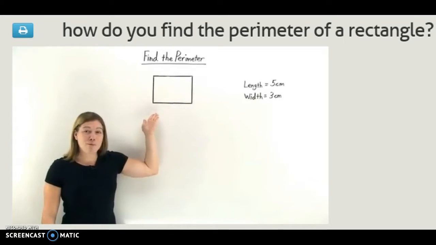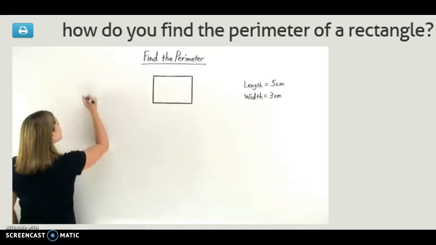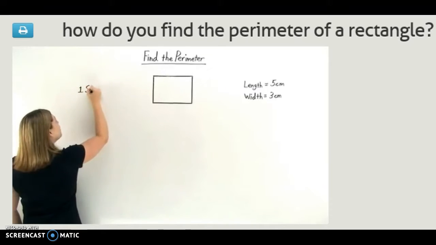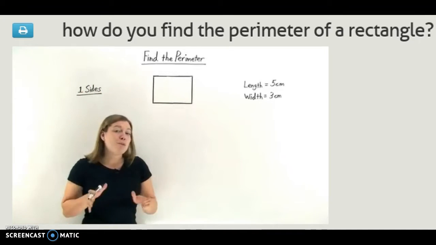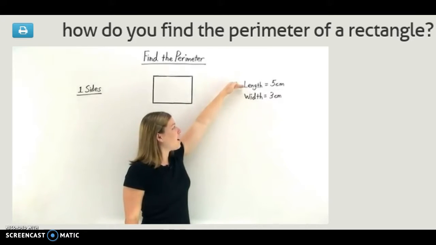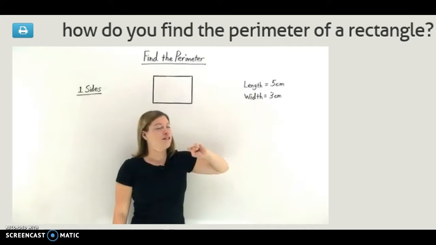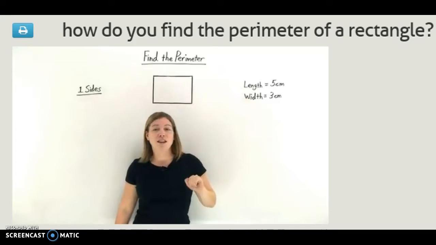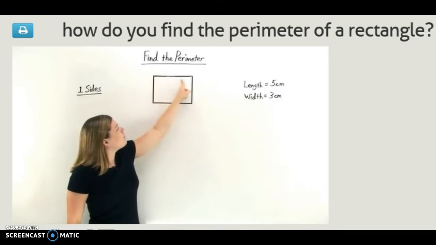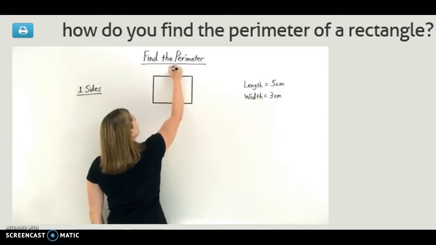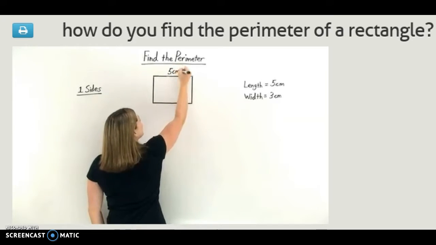But before we can add up all those side measurements, we actually need to find them. So first, let's take a look at those side measurements and label them on our rectangle. Well, we've been told we have a rectangle that has a length of 5 centimeters and a width of 3 centimeters. The length of a rectangle is the measurement of the long side. Here we can see we have the long side of the rectangle. So we label that as 5 centimeters.